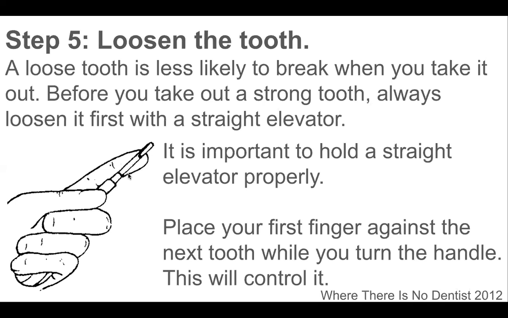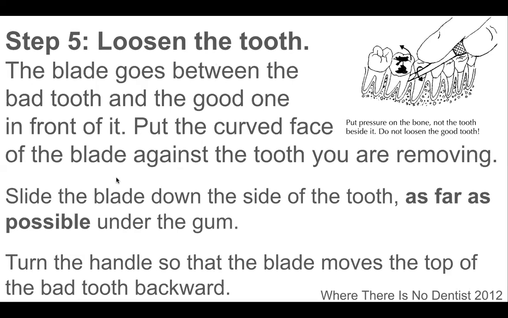You need to place your first finger against the next tooth while you turn the handle. You need to control your elevator by putting your first finger and hold it properly. So the blade goes between the bad tooth and the good one in front of it. And then we need to put the curved face. So this is the curved face. We need to put the curved face of the blade against the tooth we are trying to remove, and slide the blade down to the side of the tooth as far as possible under the gum.